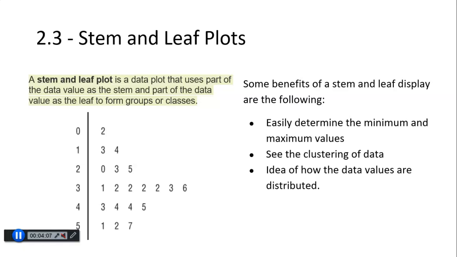With stem and leaf plots, it is very easy to determine the min and max. The minimum value would be 2. The maximum value would be 57. If I put this 5 and the 7 together, that makes 57. It is easy to see clustering in the data. Here we can see that there are far more data values in the 30s, ranging from 31 up to 36. It tends to increase, and then after 36, it decreases. We can also see how the data values are distributed, so we can look at this like a histogram.